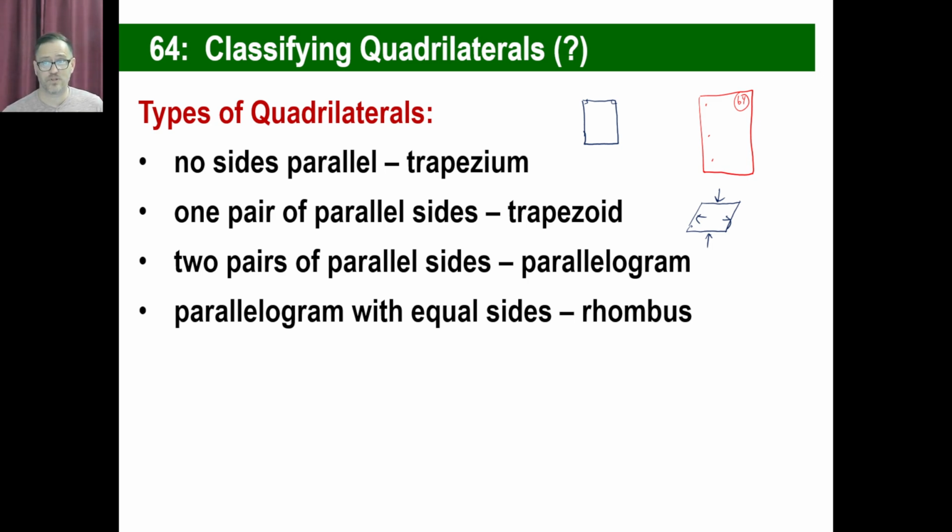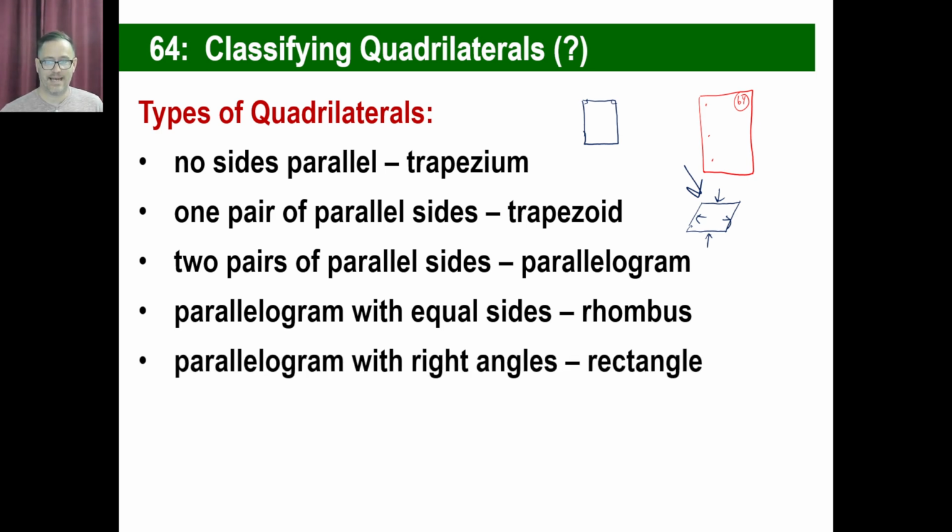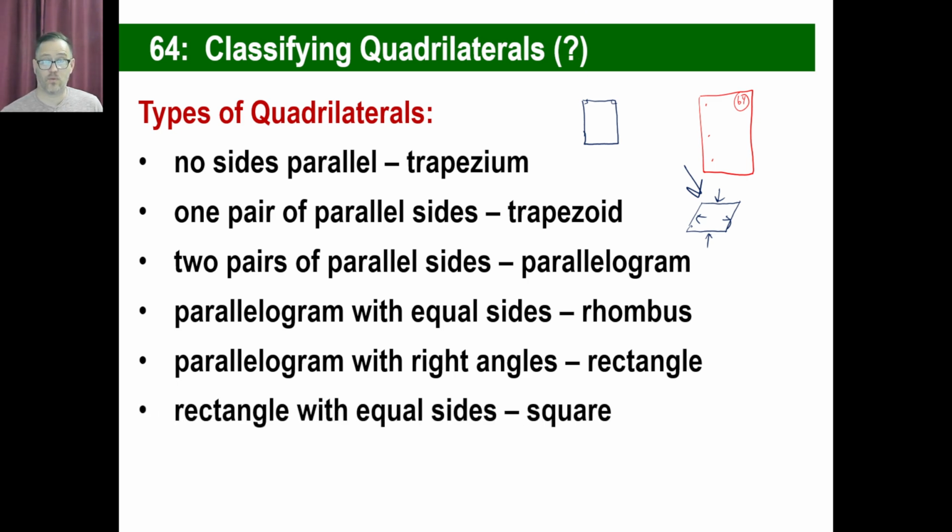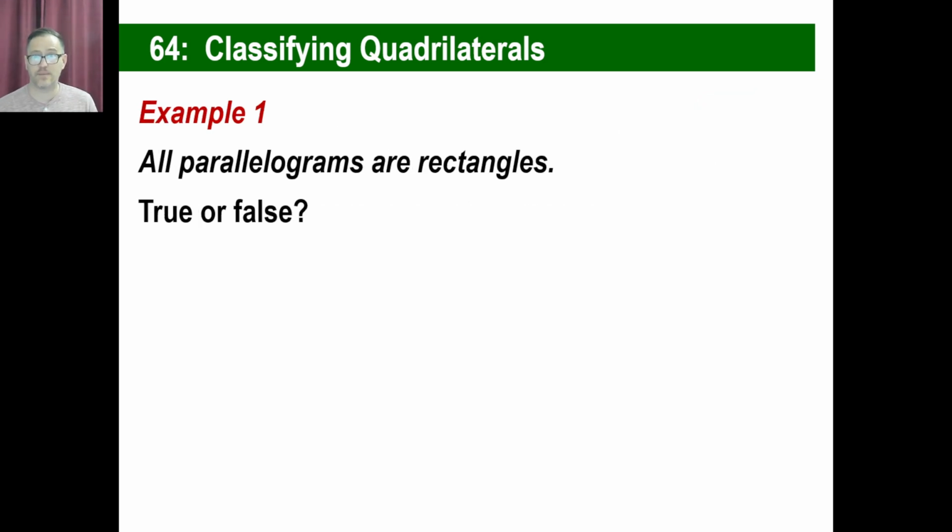And again, a rhombus could be maybe a square, right? It could be something that looks like this, although all four sides are congruent. Okay, a parallelogram with right angles, that's a rectangle. There you go. And a rectangle that has equal sides, that's called a square. Okay, so let's look at a couple of these, same ones in your book.